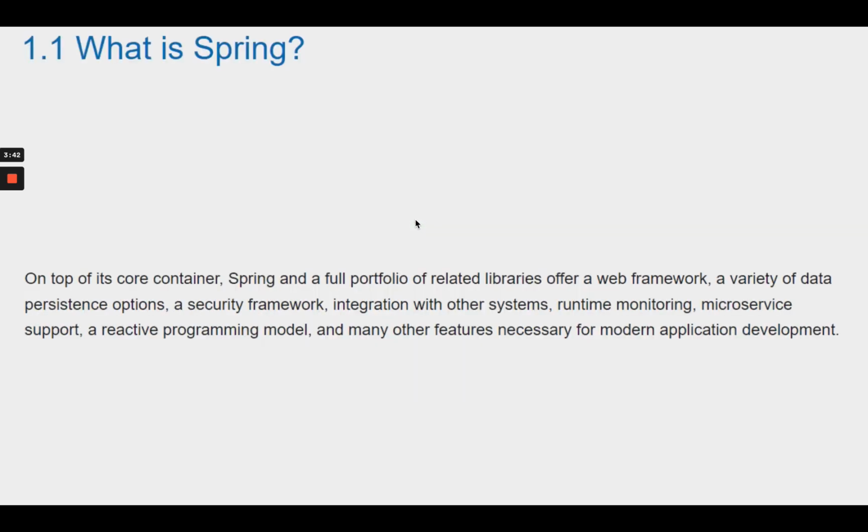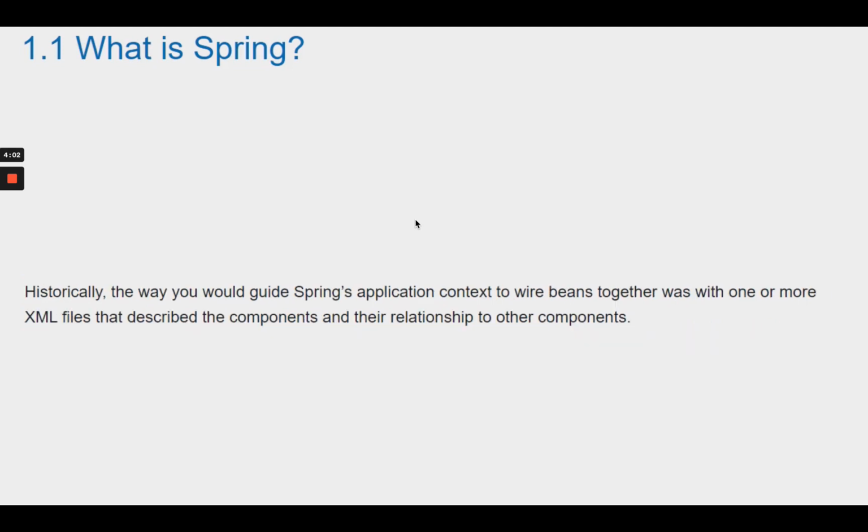On top of its core container, Spring and a full portfolio of related libraries offer a web framework, a variety of data persistence options, a security framework, integration with other systems, runtime monitoring, microservice support, a reactive programming model, and many other features necessary for modern application development. Historically, the way you would guide Spring's application context to wire beans together was with one or more XML files that described the components and their relationship to other components.